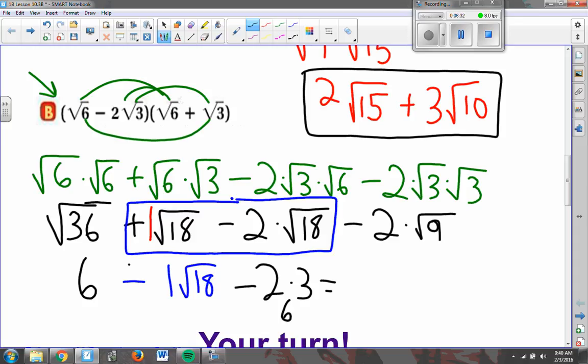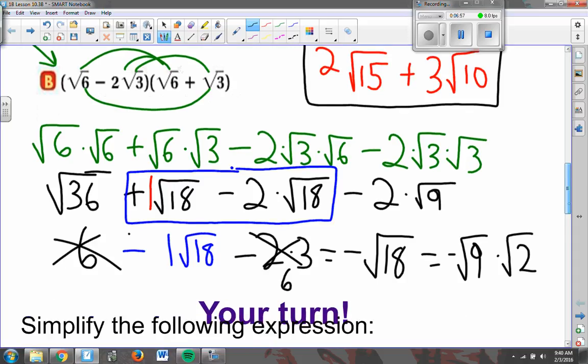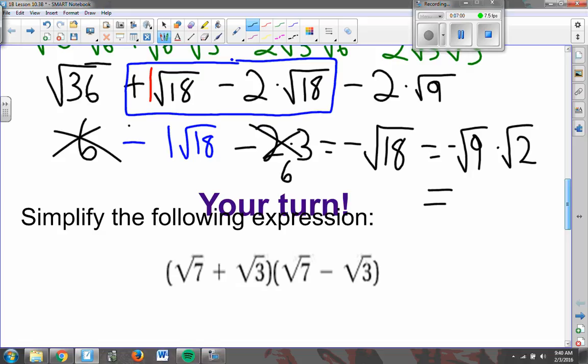So I now have 2 numbers that are not under a square root, 6 and a minus 6. Well, those cancel each other out. Those are gone. And all I'm left with is a negative square root of 18. But I can simplify the square root of 18 by separating that into the square root of 9 and the square root of 2. And that equals negative 3 square roots of 2.